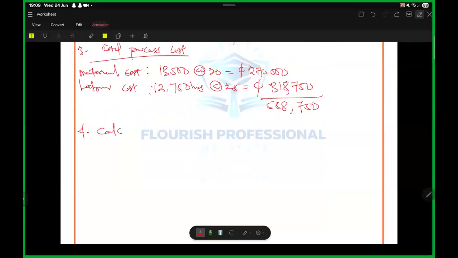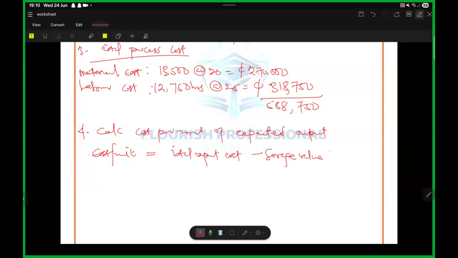Okay, so once you have this, the next thing to do is to calculate the cost per unit of the expected output. That expected output we have there as 10,000. What is the cost of one unit? So to determine the cost per unit in process costing, it's the total input cost minus the scrap value, if any, the scrap value of the normal loss, all over the expected output.